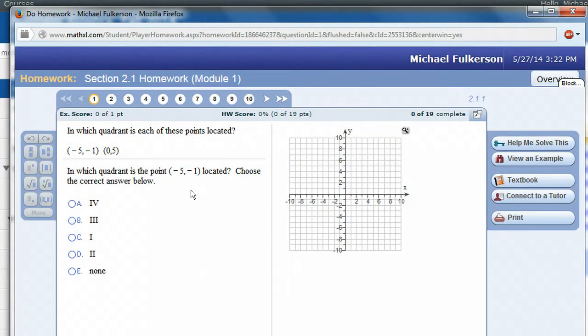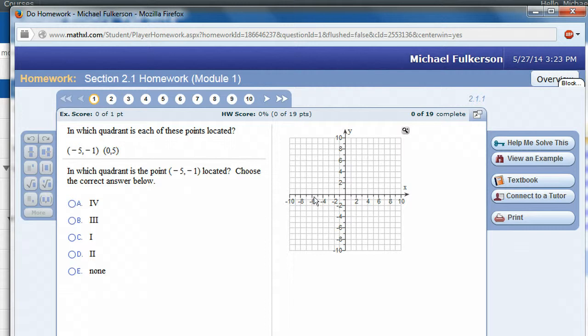Sometimes a question will have multiple parts to it, and you can get partial credit by answering some of them correctly. So it says, in which quadrant is each of these points located? Now it gives you 2 points, -5, 1 and 0, 5. So actually this is the first question here. It says, in which quadrant is the point -5, 1 located?